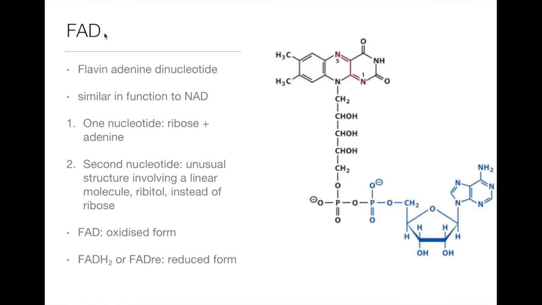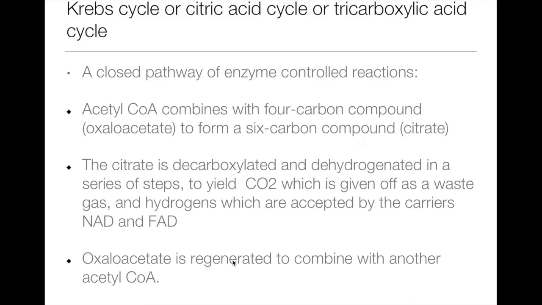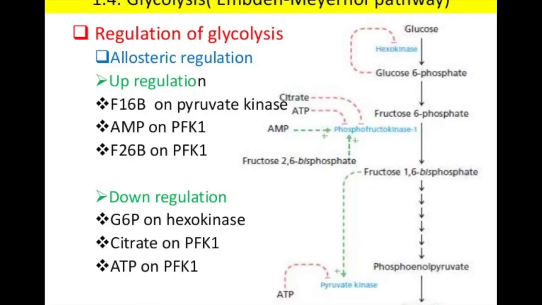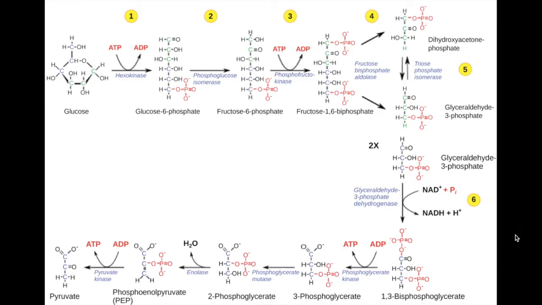And FAD again has an oxidized form and a reduced form. The oxidized form does not carry hydrogen or electrons or protons, but it is ready to accept them, and the reduced form carries them. So what happens during glycolysis is that the oxidized form of NAD takes electrons, and the result is the reduced form of NAD, NADH.